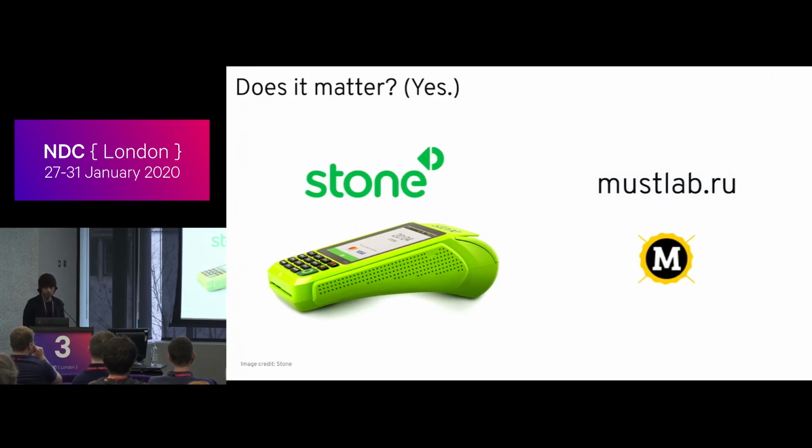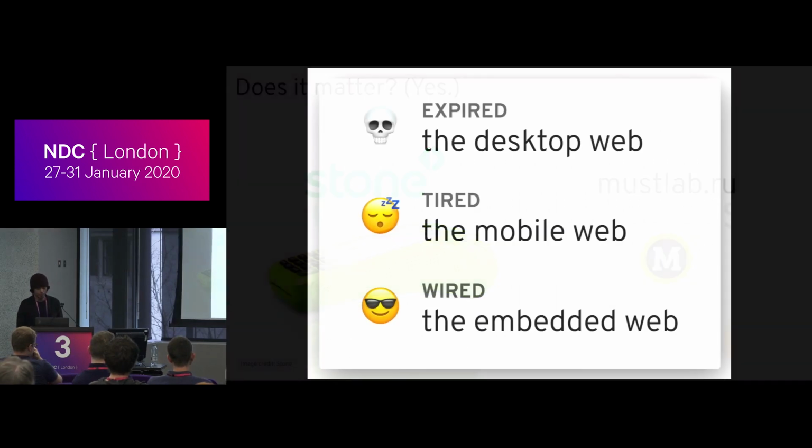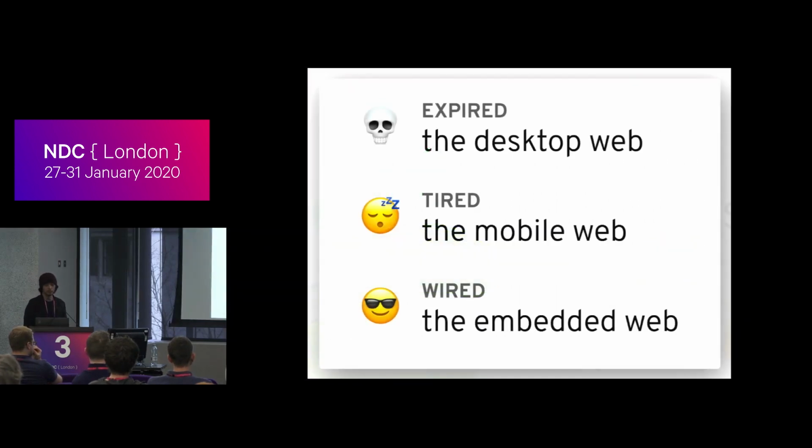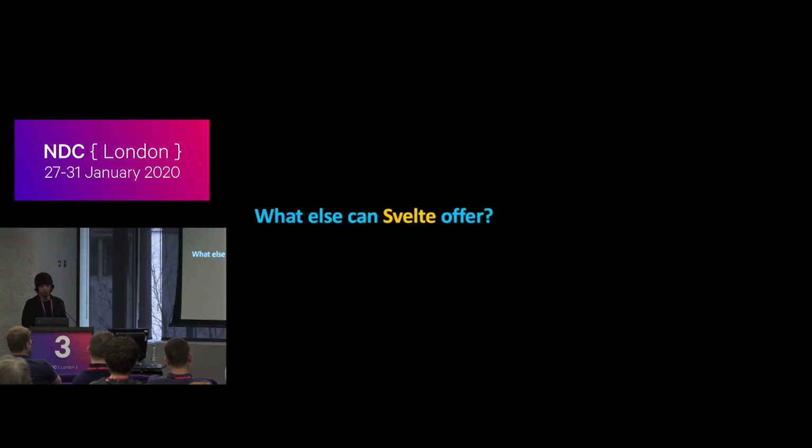Moslab is a company in Russia that uses Svelte to build applications for smart TVs. So here's what you can notice: POS and smart TVs are all pretty low-powered devices, right? And this is a trend that is only going to increase. The new frontier is the embedded web: wearables, Internet of Things, in-car entertainment systems, smart home control panels. All of these things that have displays need UIs, and a lot of the time, those interfaces will be built on the web, right?